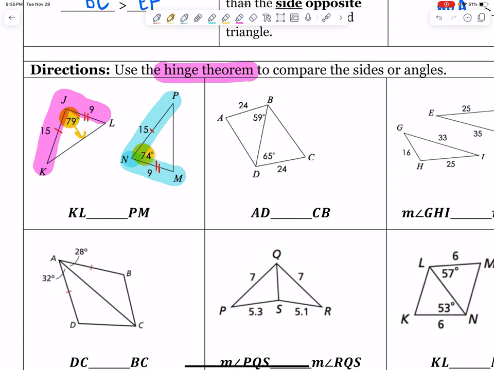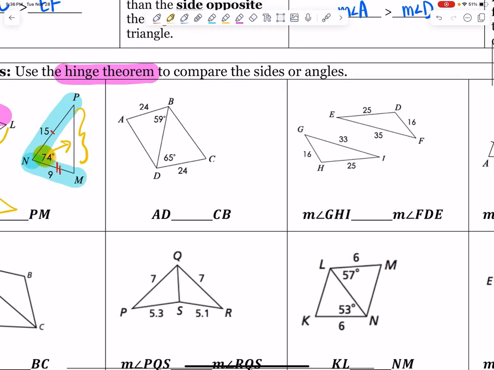And so that means that this side, LK or KL, is going to be greater than PM. KL is going to be greater than PM because this is 79 degrees, whereas this one only opens up 74 degrees. So this side PM is going to be less than KL.